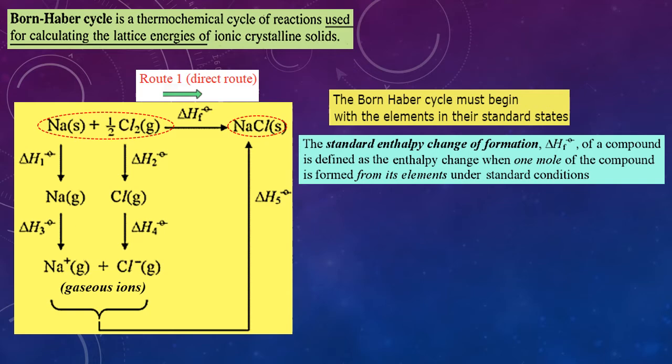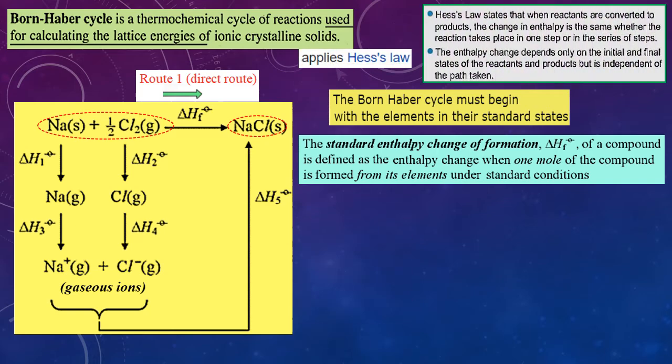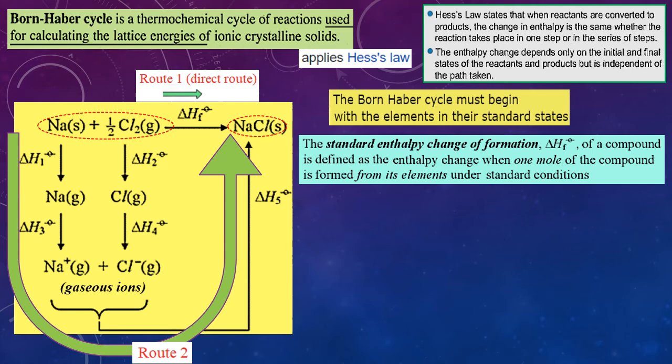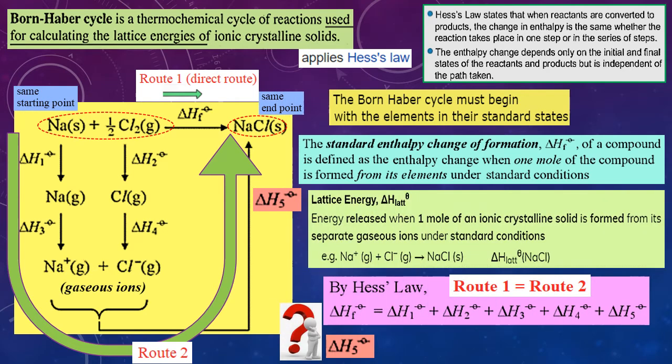Guys, flashback that Hess's law states that when reactants are converted to products, the change in enthalpy is the same whether the reaction takes place in one step or in a series of steps. The enthalpy change depends only on the initial and final states of the reactants and products, but is independent of the path taken. So, this is my route 2 to get to solid sodium chloride. As you can see, I start at the same starting point and reach the same ending point.